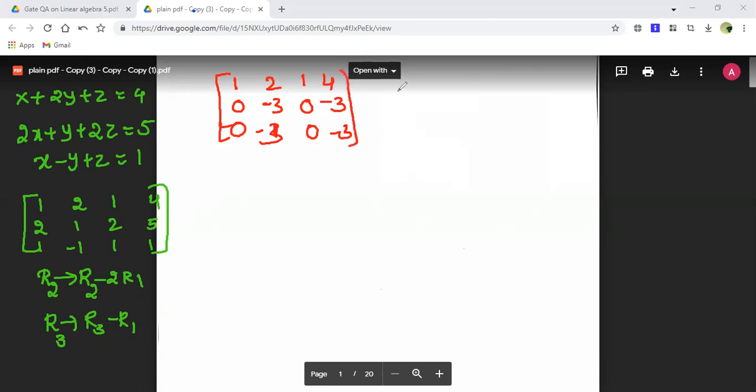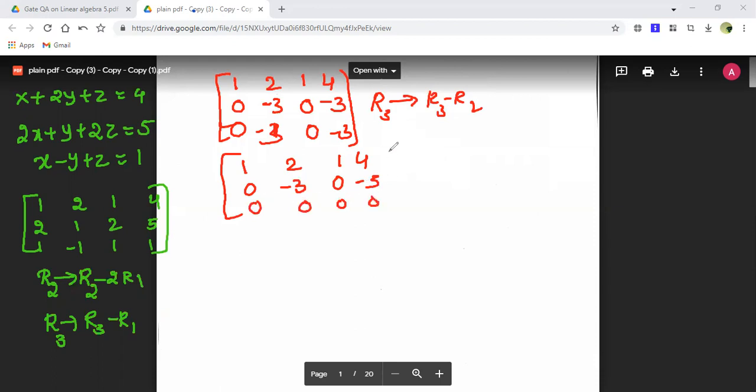So clearly you can see R2 and R3 are similar. So we can just do R3 changes to R3 minus R2. This I will get as 1 2 1 4, 0 minus 3 0 minus 3, and 0 0 0 0. So clearly guys, if you know the concept of pivot position, basic variables and free variables, it's very easy and you can solve the answer quickly.